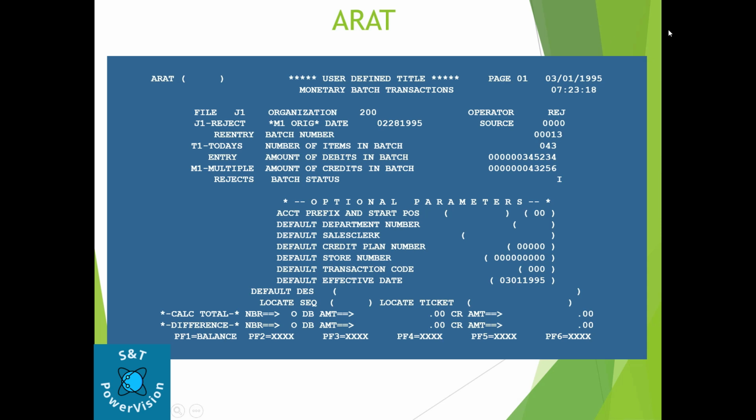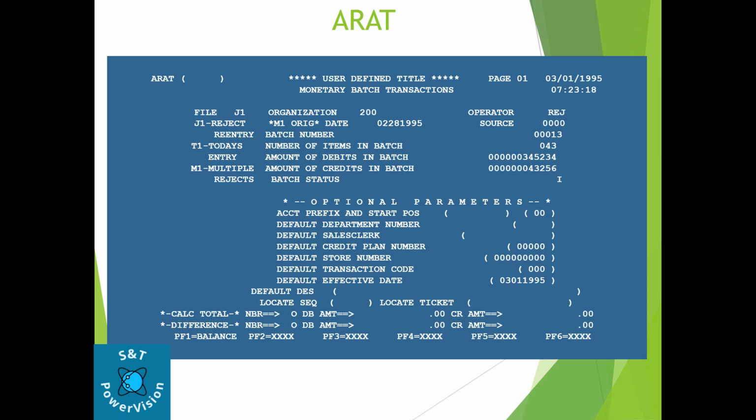Here we'll give the total number of items in the batch. Suppose we have 5 debit transactions and 5 credit transactions. The total number of transactions is 5 debit plus 5 credit, total 10, so the number of items in the batch will be 10. The sum of the amounts of the debit transactions goes in the amount of debit in the batch. In the same way we'll calculate the total amount of the credit transactions and give it here.